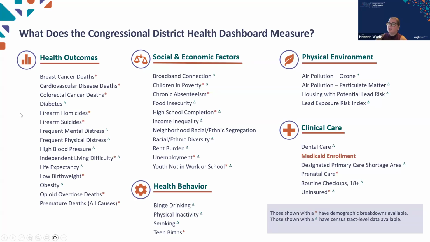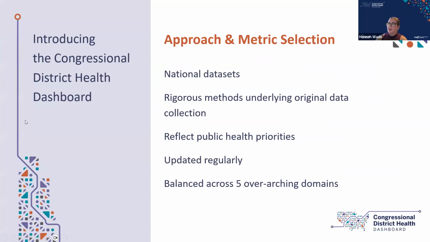Getting a little bit more into our measures, I mentioned that they're from national data sets. One of our standards is that we want to make sure that data is available for the whole country when we add it to the site. We employ rigorous methods for looking at underlying original data collection. We want to make sure that the data that we're putting out there are reliable. We want all of our measures to reflect public health priorities, and that can be a changing environment, so we're looking to make sure that we're adding relevant measures.